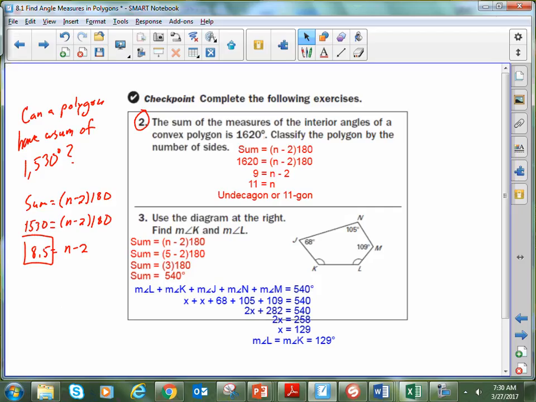Now, since the diagram shows that angle L and angle K are congruent to each other, I just called them x when I worked them out, and so the 2 angles that we're looking for both have a measurement of 129 degrees.